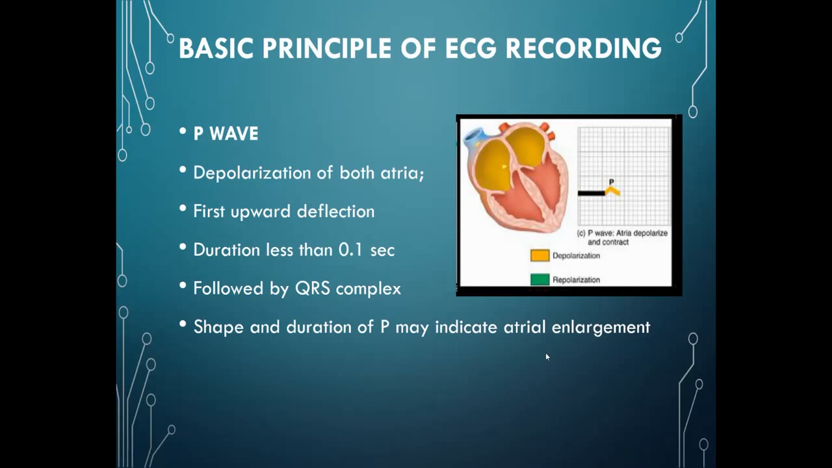First is the P wave. The P wave means the depolarization of both the atria. That means there will be an upward deflection, the first upward deflection, which will be of 0.1 second duration, and it will be followed by the QRS complex. The shape and duration of the P wave indicate whether there are atrial enlargements. You can see it in the diagram.